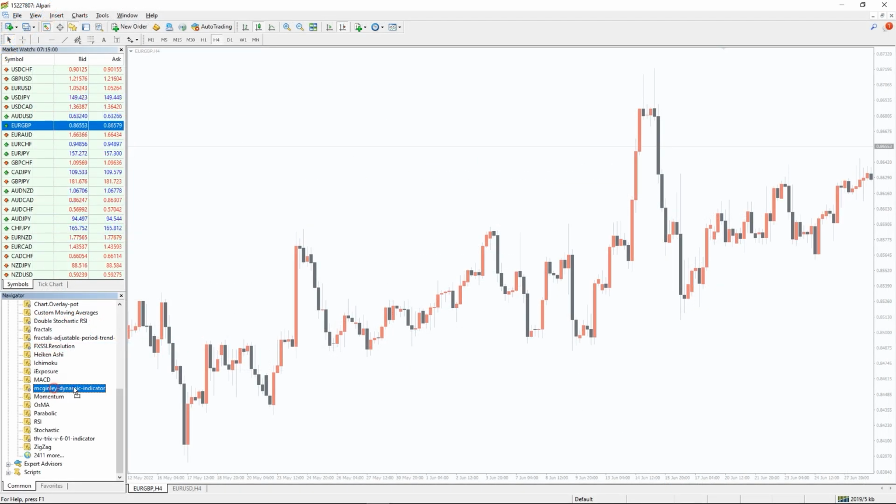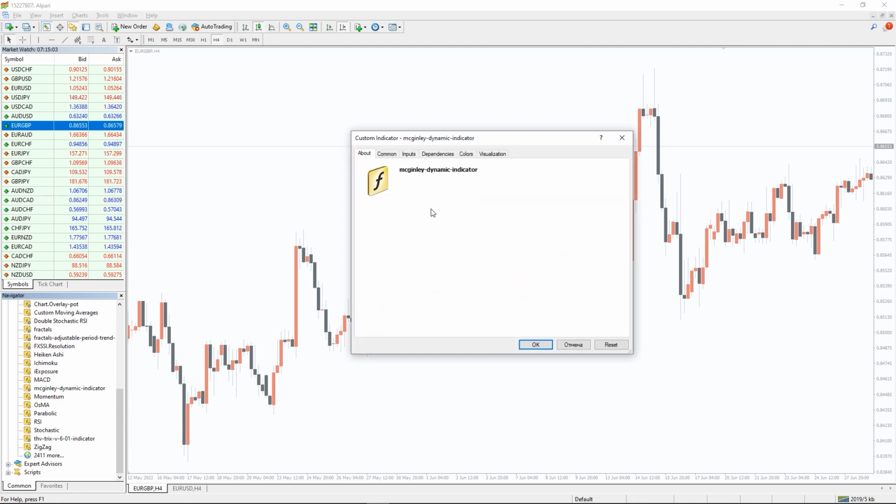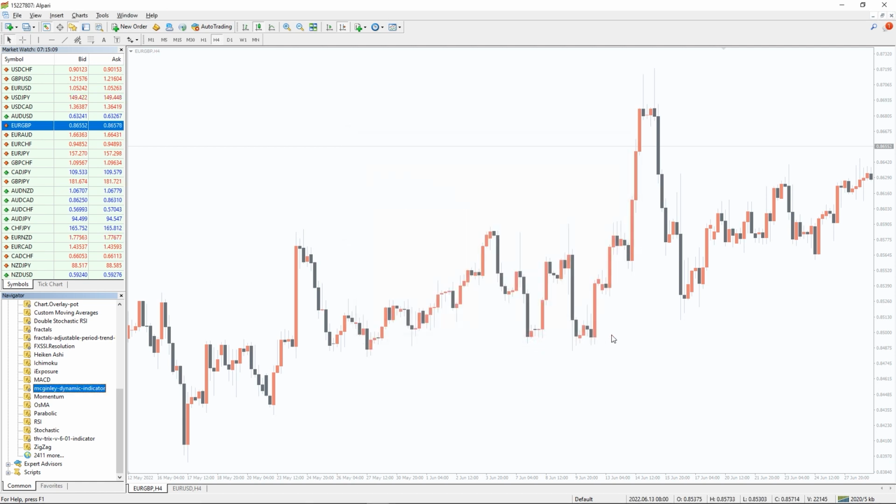To run this indicator, simply drag the Mcginley dynamic indicator from the indicator list to your MT4 chart, and please don't forget to click on the Allow Delete Imports in the settings window.